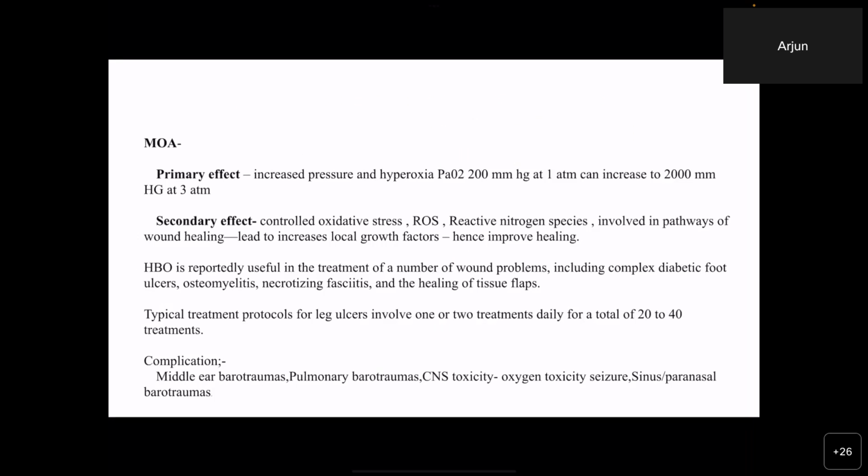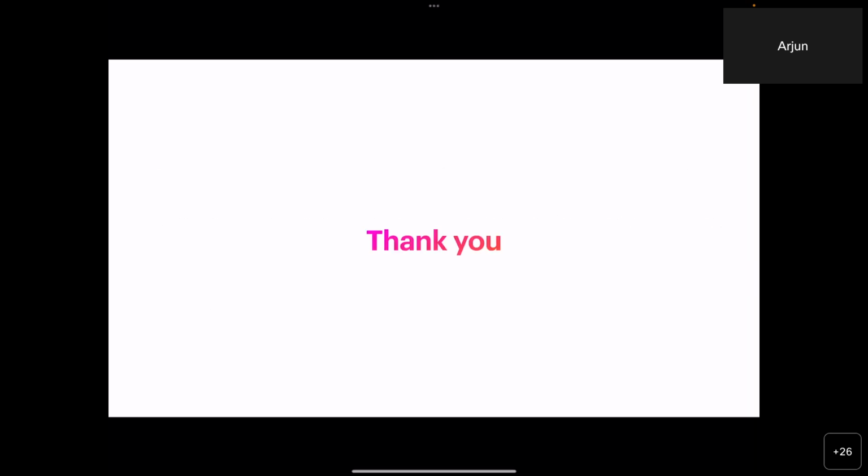Hyperbaric oxygen is reportedly useful in the treatment of a number of wound problems, including complex diabetic foot ulcers, osteomyelitis, necrotizing fasciitis, and healing of tissue flaps. A typical treatment protocol for leg ulcers involves 1 or 2 treatments daily for a total of 20 to 40 treatments. The major complications are middle ear barotrauma, pulmonary barotrauma, CNS toxicity leading to oxygen toxicity seizures, and sinus or paranasal barotrauma. Thank you.